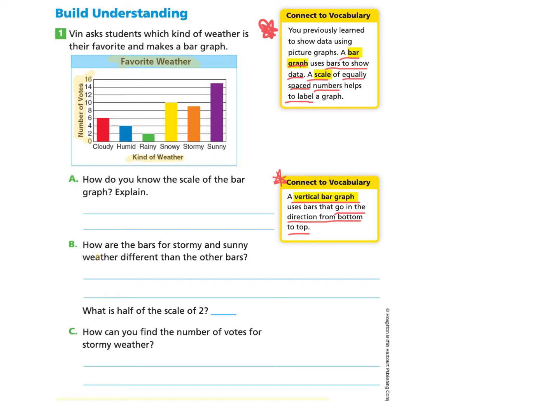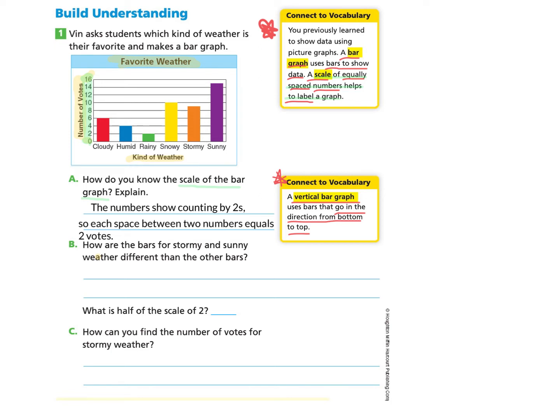So let's take a look at Part A. How do you know the scale of the bar graph? Explain. And we remember that the scale is of equally spaced numbers that helps to label the graph. So we see that the numbers here go from 0 all the way to 16. And how are they increasing? Well, let's see. 0 to 2, 2 to 4, 4 to 6, 6 to 8. I'm noticing a pattern. The numbers shown are counting by twos. So each space between two numbers equals 2 votes.